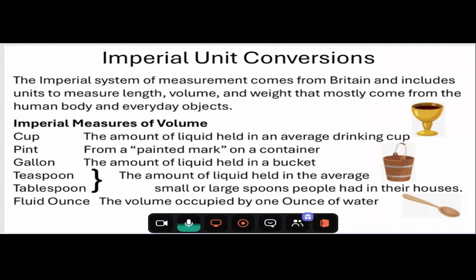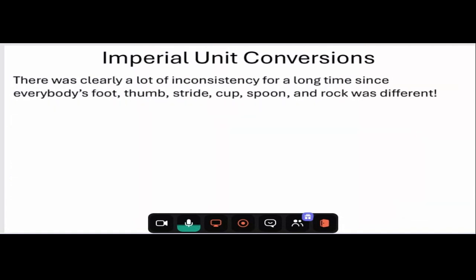Now, you don't need to know any of these things. Maybe I should have said that at the start, but I find it's kind of interesting for people to see where these all came from. What becomes really clear is that there was tons of inconsistency with these measurements, because everybody's thumb, foot, stride.